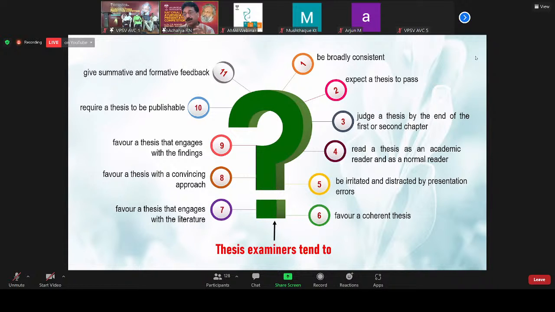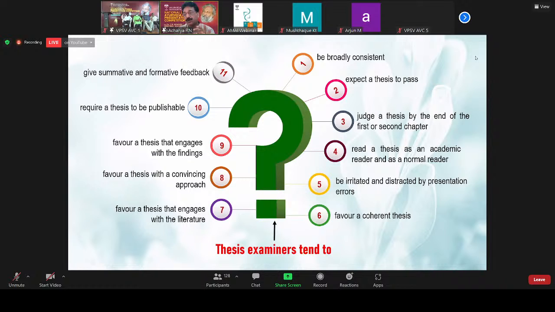I will come to the next slide. How you will engage the examiner with your literature review. And favor the thesis with a convincing approach, a thesis that engages with the findings. You have to engage the examiner in terms of literature review, in terms of convincing approach, in terms of your findings. And every examiner wants that your thesis must be published.